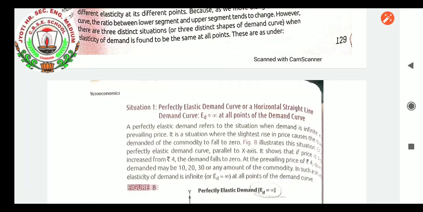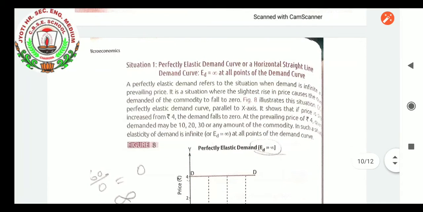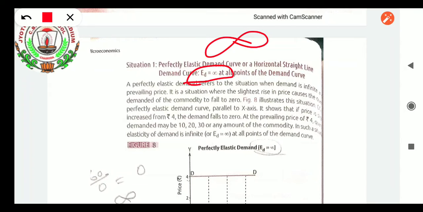There are certain situations, students, when people demand more. Maybe the population increases, so demand increases at a stable price. Maybe the taste and preference of the people changes, or because of expectations, at the stable price they are demanding more of the goods. It is known as ED equals infinite. Infinite sign you can see on the screen. ED equals infinite, we are writing like this. This is the ED equals infinite situation.